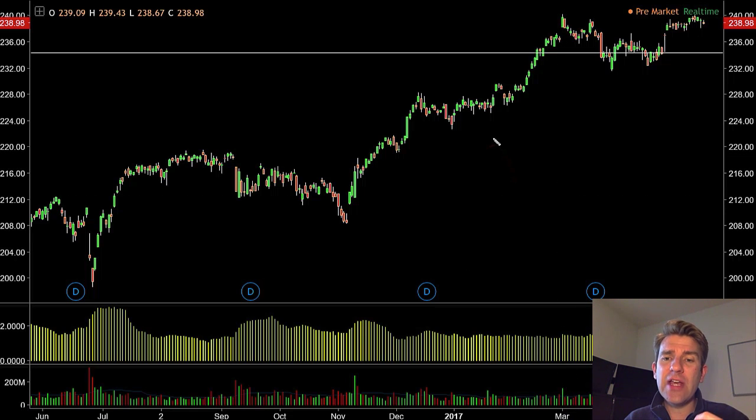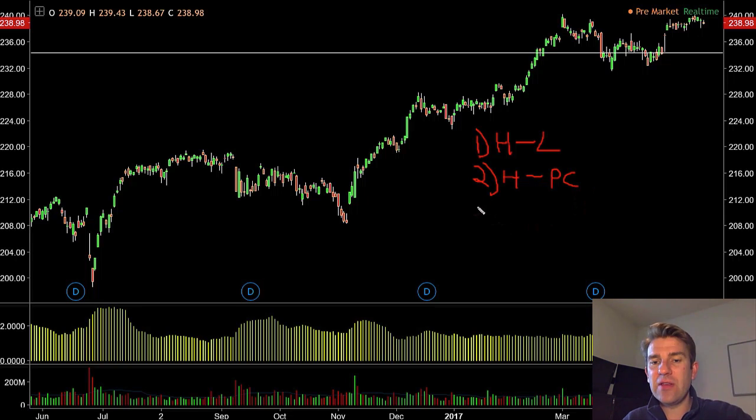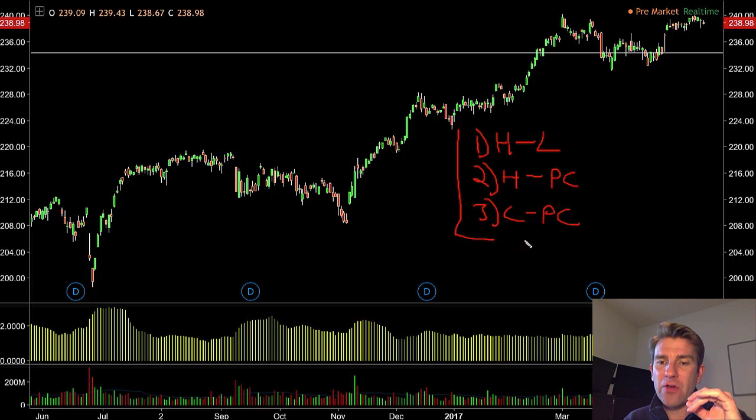Now, the difference between true range and range is distinct. True range is the largest of these three parameters: either the high minus the low for the day, or the high minus the previous day's close if it's an uptrend, or the low minus the previous day's close. These are normalized, so any negative values, forget them. It's normalized to be positive. So what does that mean? It's taking the biggest of those three numbers.